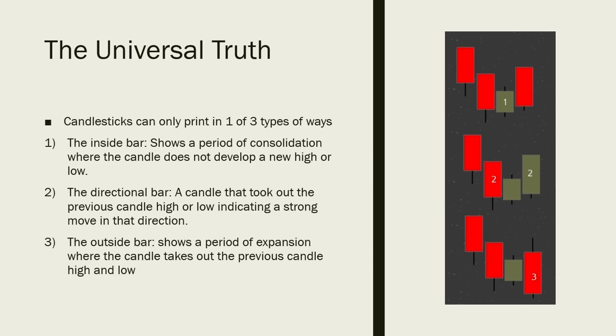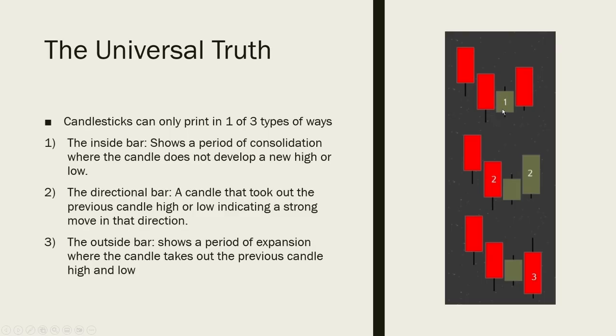The first type of way that a candlestick can come out is what's called the inside bar. The inside bar shows a period of consolidation where the candle does not develop a new high or new low. If you look at the example here on the right, you have this previous candle, which is pushing in the downwards direction. And then this candle, in regard to the previous candle, did not break its high and did not break its low, right? It formed inside of that previous candle. So this would be labeled as a 1, and it'll be called an inside candle.